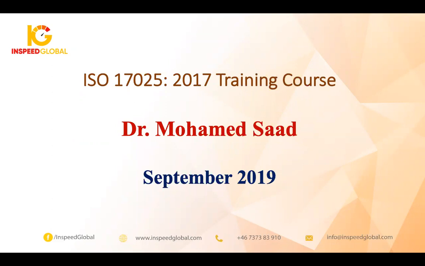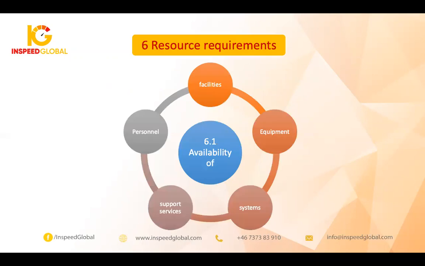So let's start first of all by looking into what the requirements for the resources are. Clause 6 of the standard is about resources, and it gives several points which are required to be available in the lab. First, it is the personnel, which we are talking about today. Second is facilities, and then equipment, systems, and support services. So these are the resources which are required to be available in any lab implementing 17025.